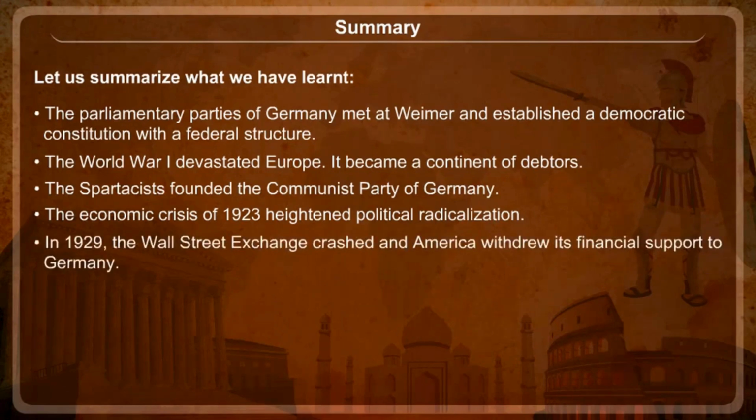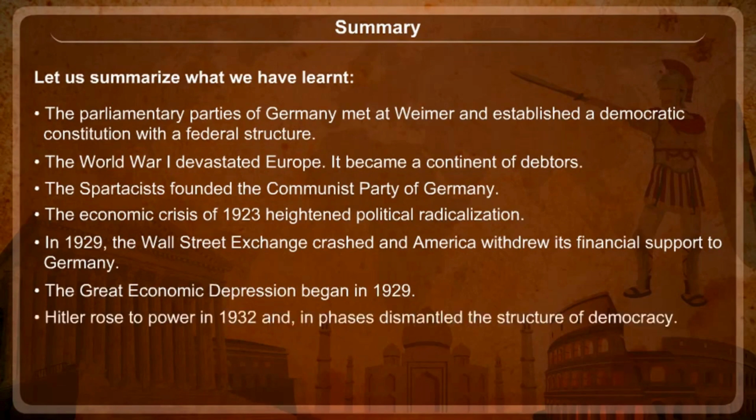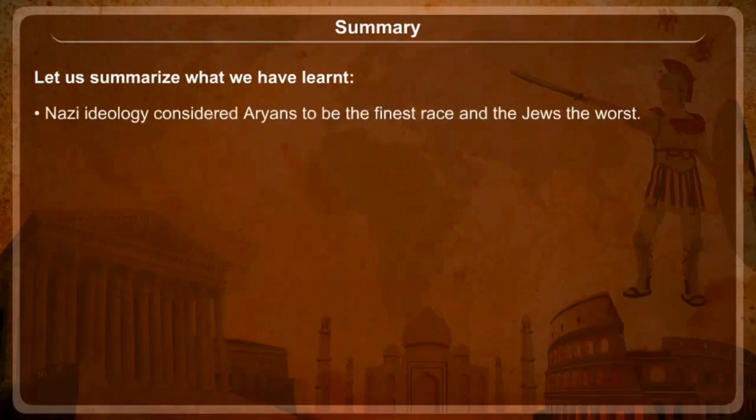In 1929, the Wall Street Exchange crashed and America withdrew its financial support to Germany. The Great Economic Depression began in 1929. Hitler rose to power in 1932 and in phases dismantled the structure of democracy. World War II came to an end in May 1945 with Hitler's defeat and the USA dropping the atom bomb on Hiroshima, Japan. Nazi ideology considered Aryans to be the finest race and the Jews the worst.